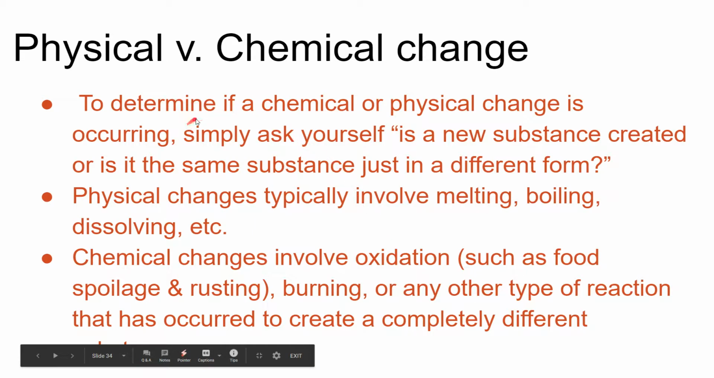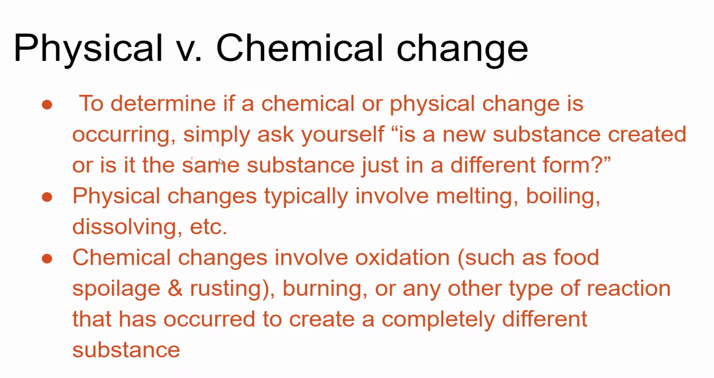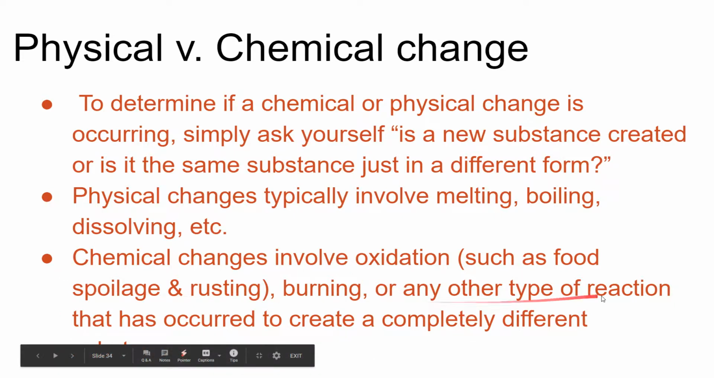All right, and so when you're looking at a physical and chemical change, sorry, I know this is a lot of writing, you've got to ask yourself, is a new substance created, or is it the same substance just in a different form? Physical changes typically involve melting, boiling, dissolving. Those are all examples of physical changes. I'm not changing the substance. I still have the same substance I had, I'm just changing what it looks like. A chemical change is where an entirely new substance is being created.